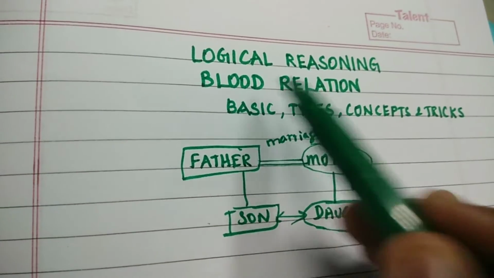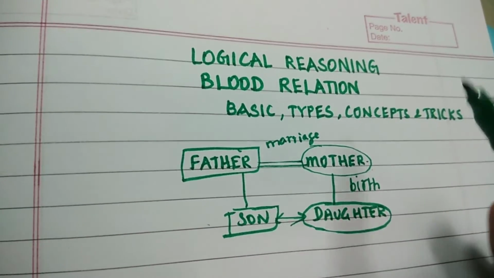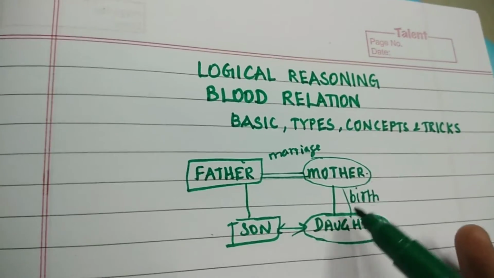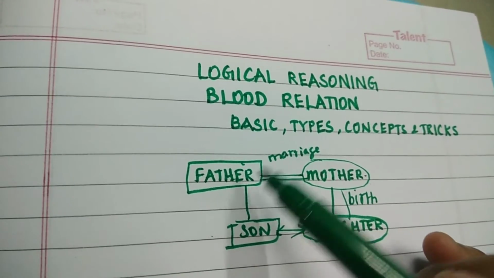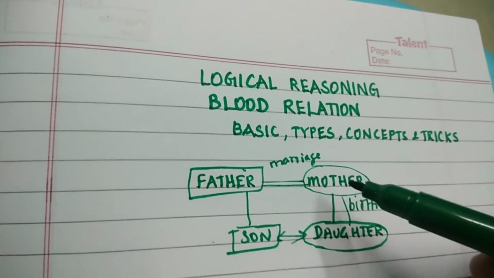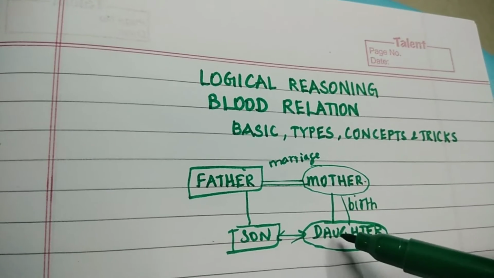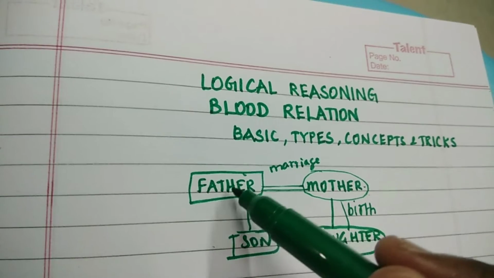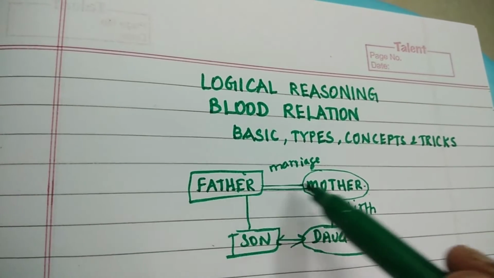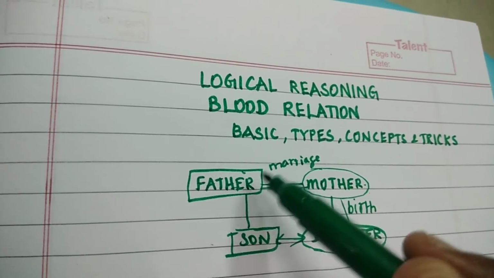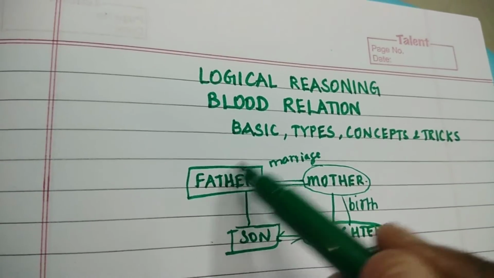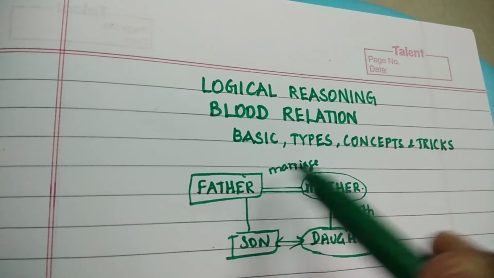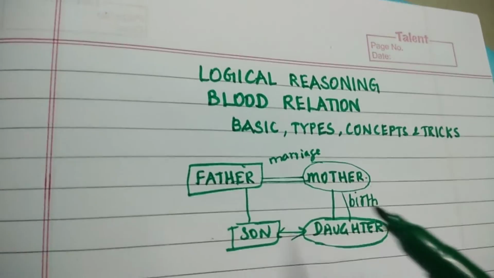So let's first understand what is blood relationship. Any relationship in this world, either by birth or through marriage, is called a blood relationship. Here you see, mother and daughter are connected by birth. So there is a relation. And here, father comes from another family and he is connected to your mother via marriage. So this is also a relationship. This is a direct relationship, whereas this is an indirect relationship where the father comes from another family.